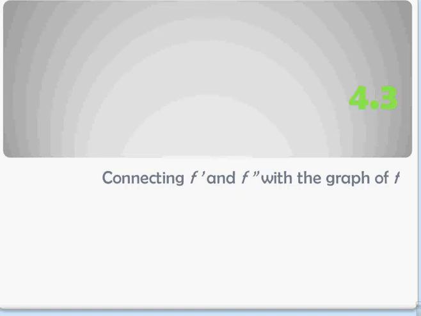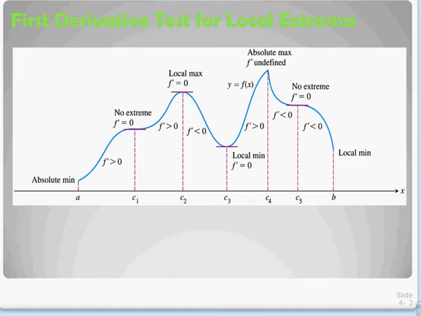Everybody, we're going to talk about section 4.3, which is just making some connections between the first and second derivative with the original function. Okay, we need to talk about the first derivative test for local extrema, which is technically what we did. We've already learned that places where you can find maxes or mins must always occur at places where your derivative is either 0 or undefined.